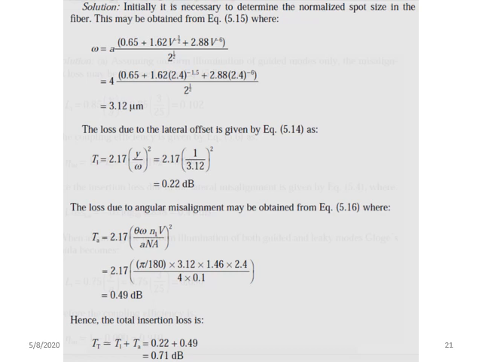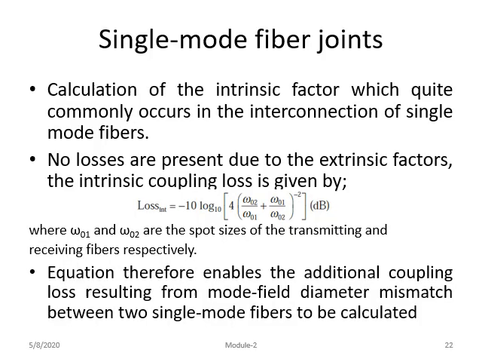So that's how we can find the solution with respect to single mode fibers. What could be the effect of lateral misalignment and also angular misalignment? Using the equations we can find the total possible loss with respect to the fiber connection.